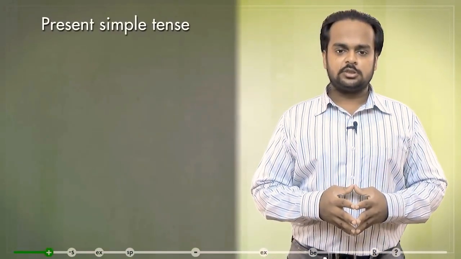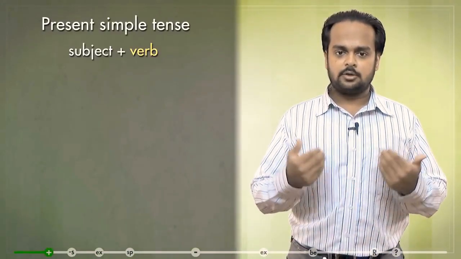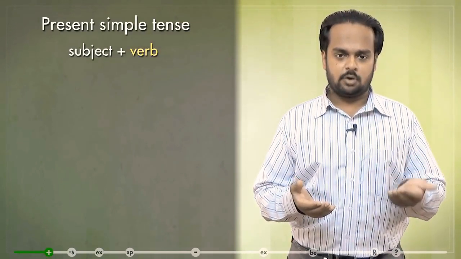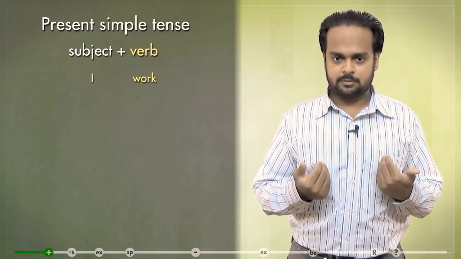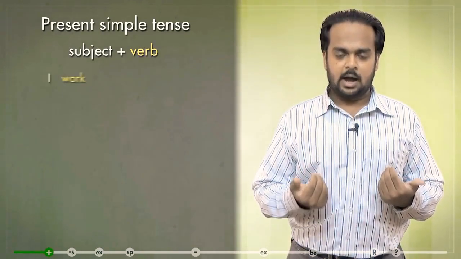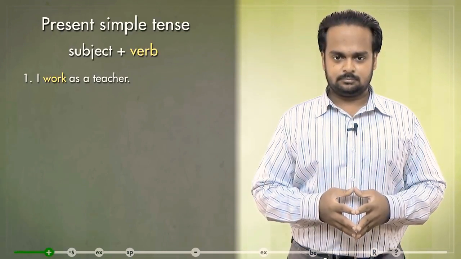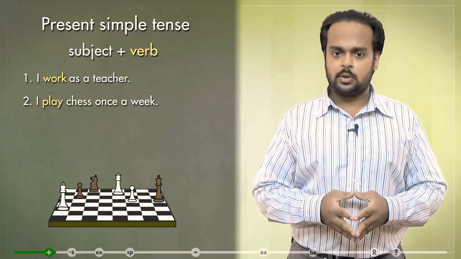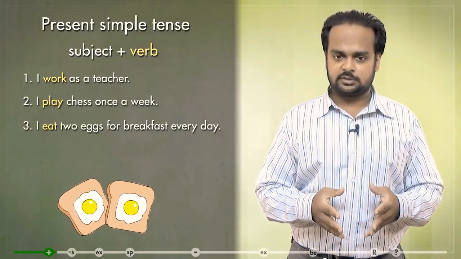Okay, so how do you make a sentence in the present simple? I'm sure you know the answer. You just take a subject like I, you, we, they, he, she, it, etc. and you add a verb. For example, I work. And you can add any other information to the sentence like I work as a teacher. You can do this with other verbs too. I play chess once a week. I eat 2 eggs for breakfast every day.